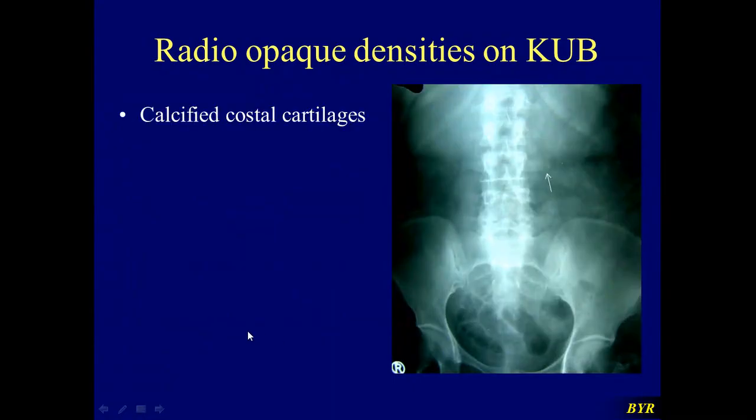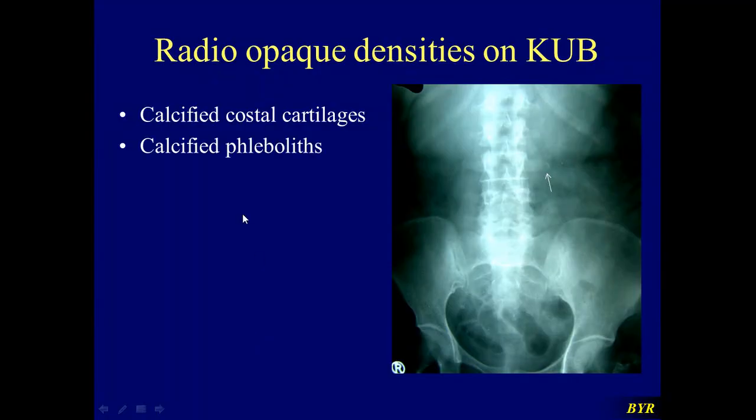Then calcified costal cartilages. Normally, costal cartilages are made of cartilage. Cartilage is not visible on X-rays. But due to old age, the cartilage may get calcified. Then they will be visible on the X-ray.